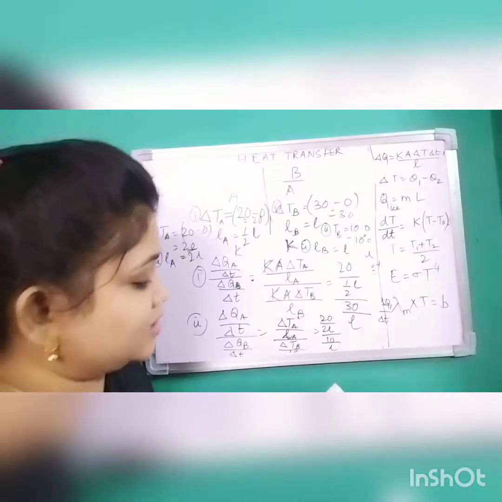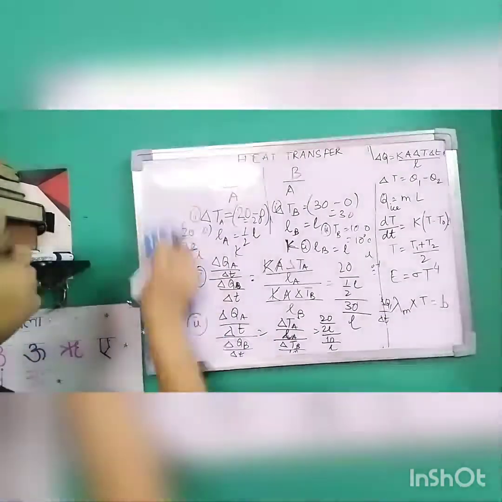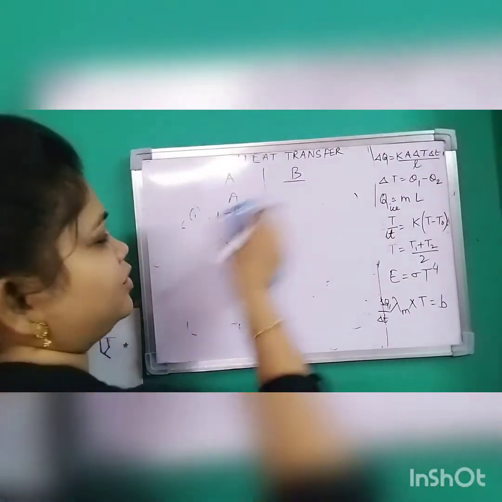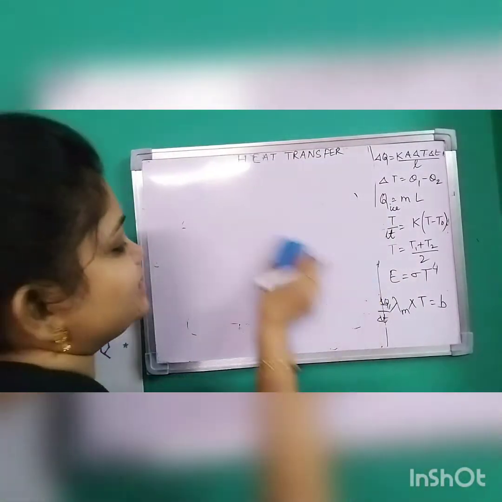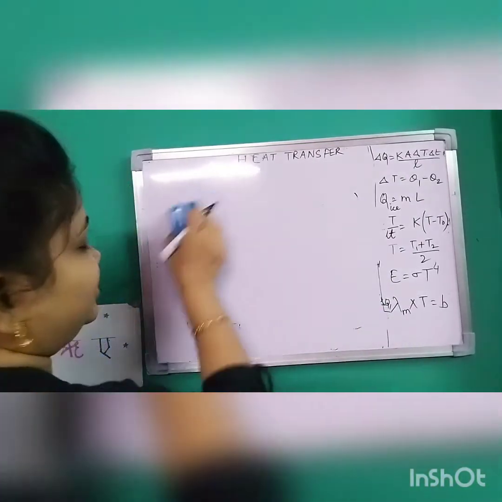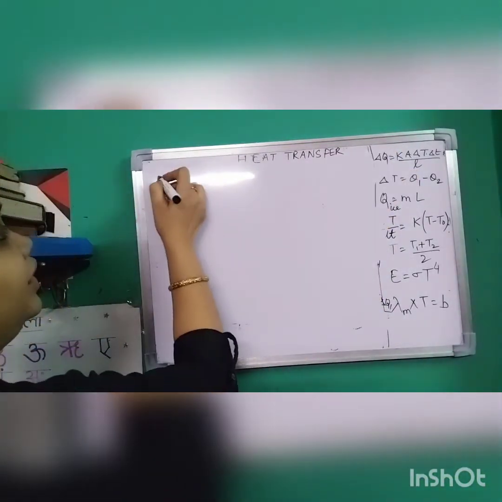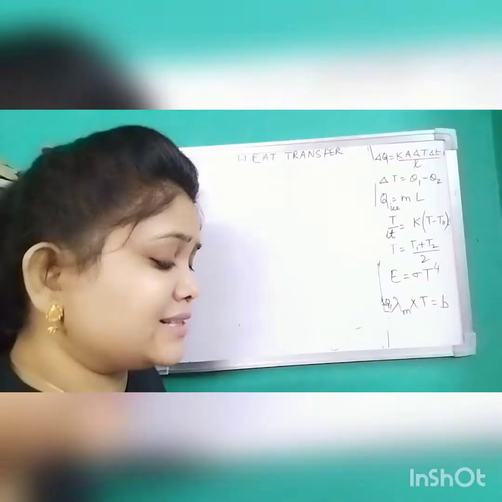Okay, now let's move to sum number 6 quickly. Just read the sums and put the values. The sums are really easy. Most of the sums in this portion use this formula only, delta Q. Okay, sum number 6, let us do the sum.